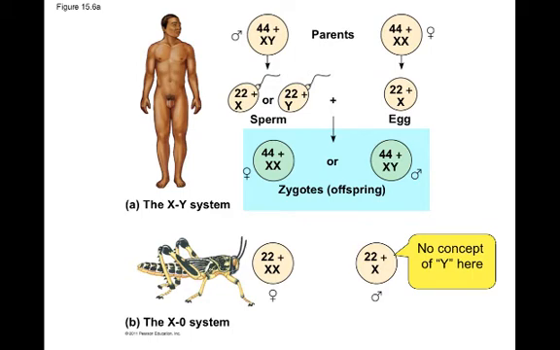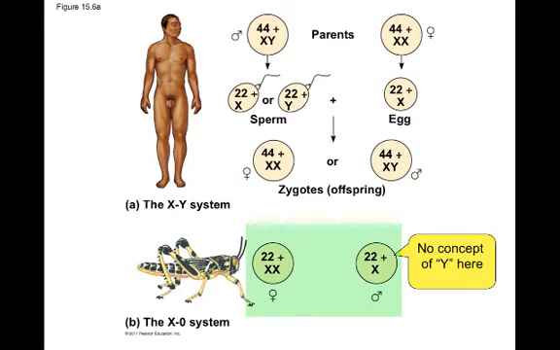So here the system for determining gender is shown. For humans, the gender is determined by two X chromosomes determining a female, and then XY is the male's sex chromosome pairing. So where it says 44 plus XX for the female, that's 44 plus 2 sex chromosomes, which leads to the 46 chromosome number. And then you can see the same sort of thing for the males.